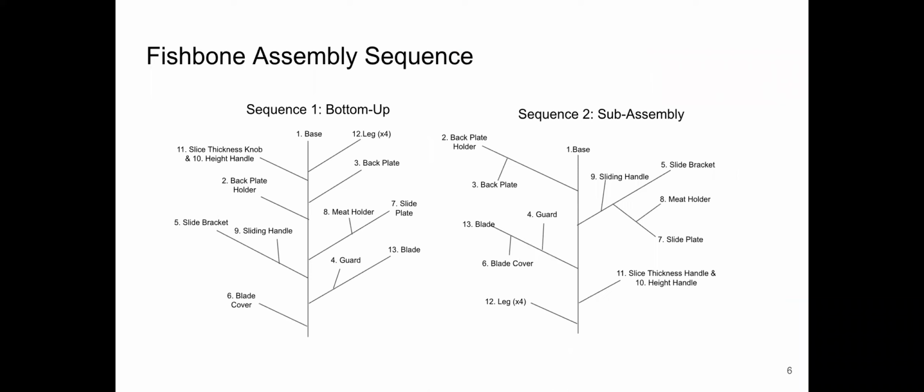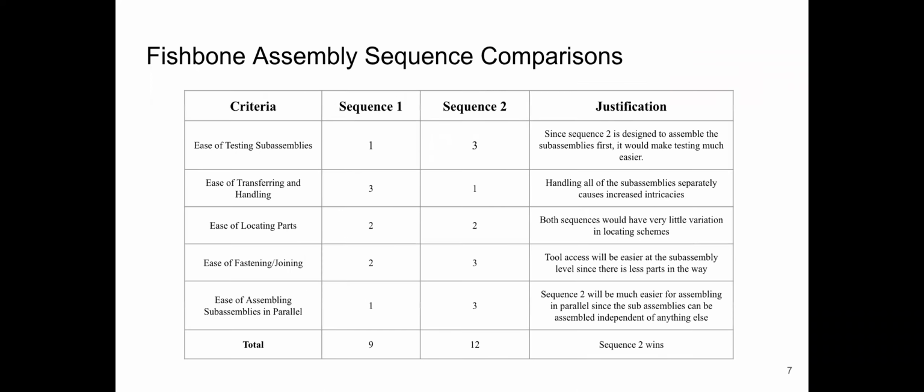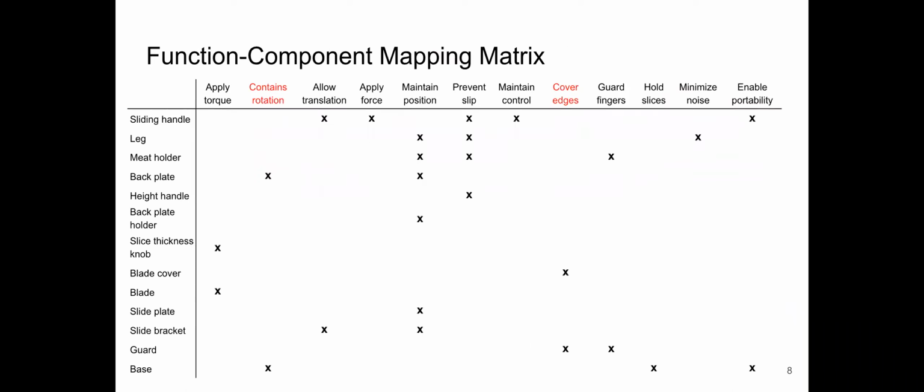Next slide. Since the interim report, there have been no additions made to the fishbone assemblies. Our sequences are still bottom up, as sub-assembly, shown here. As seen in this chart, when we compared the two sequences, the sub-assembly turned out to be the better of the two. Here's our function component mapping matrix. Other than changing a few of the function names to match the FAST, there have been no changes.